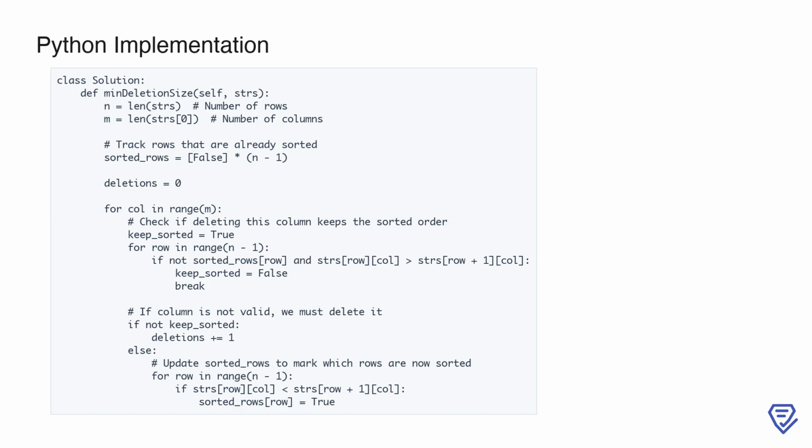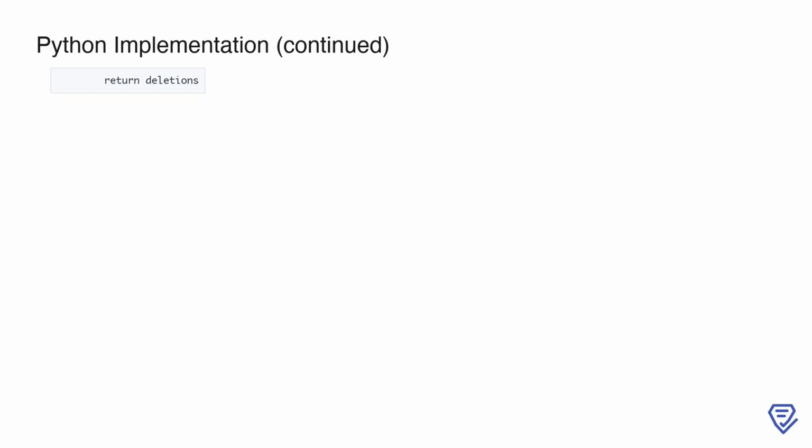This indicates that the column is not valid and needs to be deleted. If the column is valid, we update the sorted_rows list to mark which row pairs are now sorted based on the current column. Finally, after processing all the columns, we return the total number of deletions required to ensure that the rows of the matrix are sorted lexicographically.